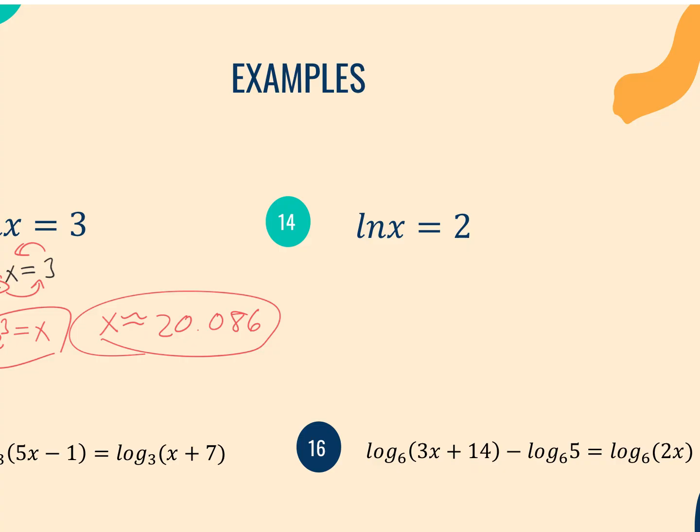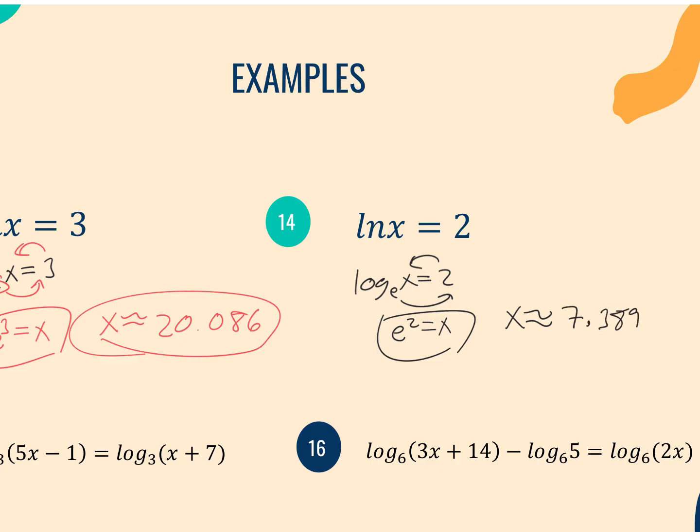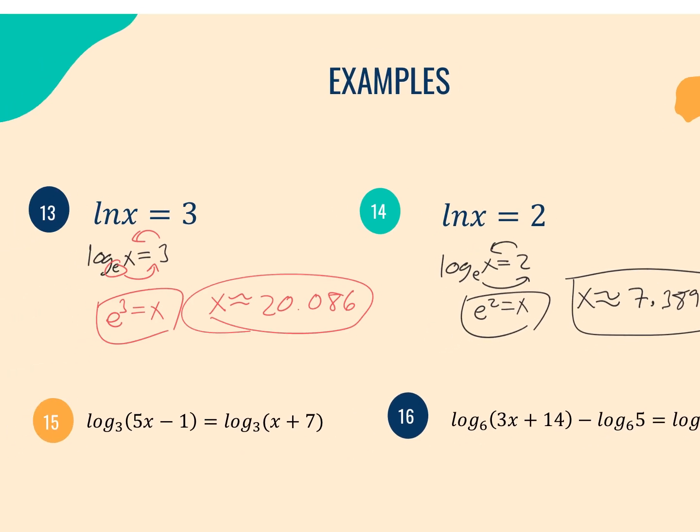All right, next one's exactly the same thing. Nothing exciting there. This is just going to get us log base e of x equals 2, and then convert it to exponential. I get e squared equals x, which is a valid answer. And then you can approximate that to a couple of decimal places, and this gets you about 7.389. All right, so pretty easy.